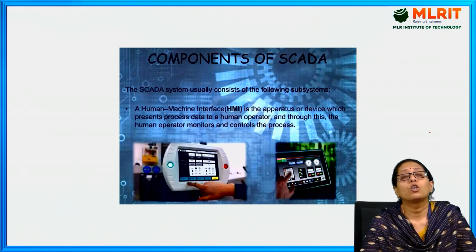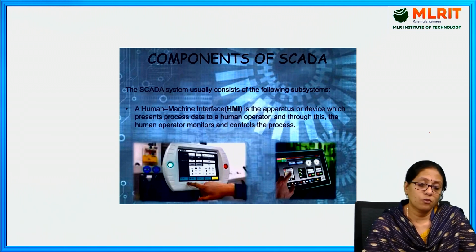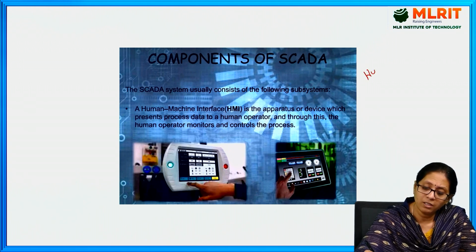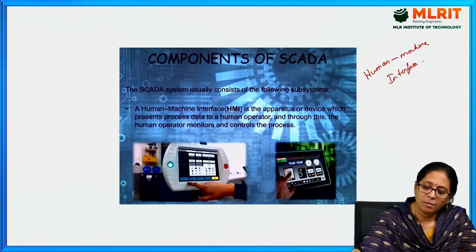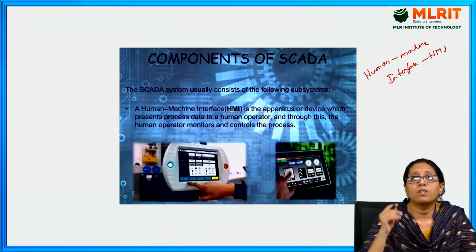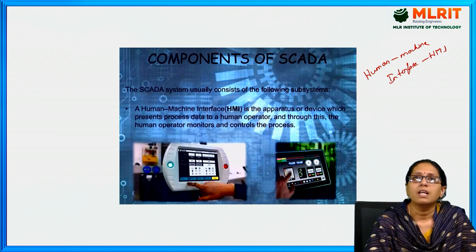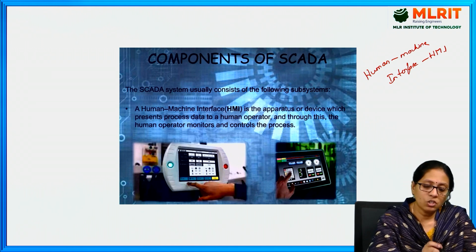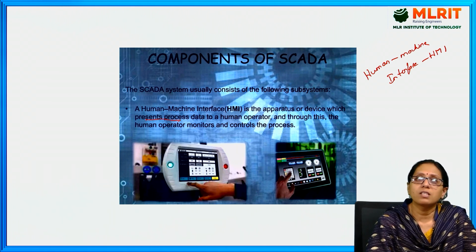What are the different components of Scada? There are different types of components. The first one is HMI. HMI is human machine interface. It is the apparatus or a device which presents the process data to a human operator, and the human operator monitors and controls the process.